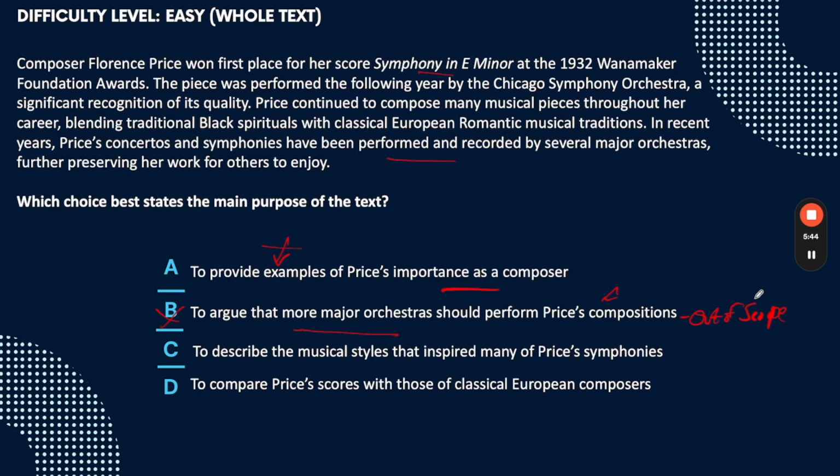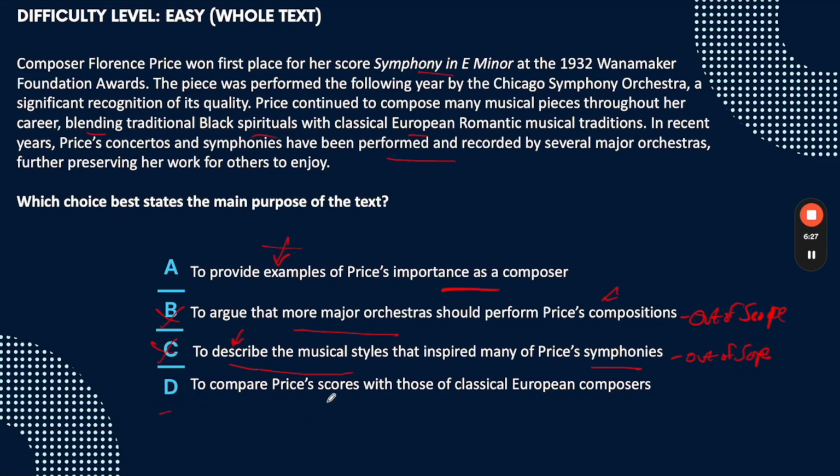Let's go to C now. To describe the musical styles that inspired many of Price's symphonies. So option C is basically telling me that the purpose of the whole text is to give us a description of the musical styles that inspired her. Now I do see a mention of the musical style that she followed, that was a blend, right? Traditional black spirituals with classical European romantic musical traditions. But do I have the description for these? I don't have the description for these in the text, right? Which means the text is not about the description of the musical styles that inspired her. C is out because the description doesn't exist in the text. Out of scope again. Let's go to D.